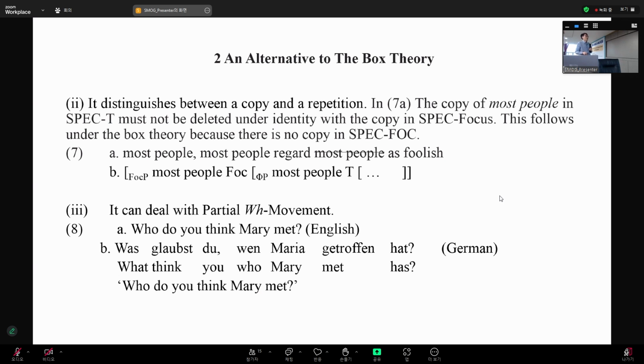In German, "was" loves to do "wen Maria getroffen hat." Okay, wh-movement to the embedded Spec-C, and it stops over there, and the matrix Spec-C is occupied by the explicit wh-phrase "was." So partial movement is possible.